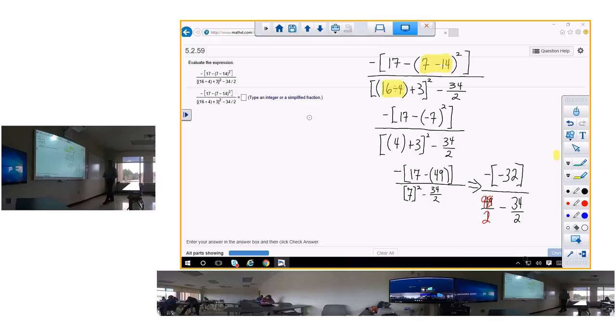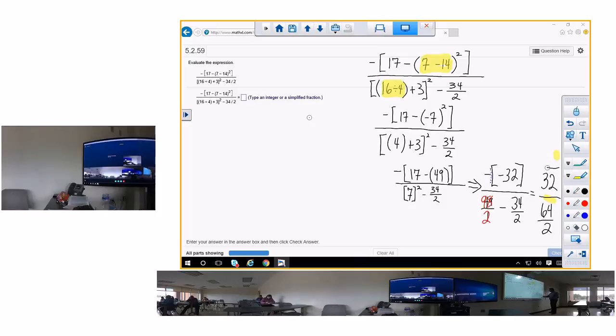Now let's do the top. What's outside this negative? I'm going to put a blue. What is that? That's a negative what? 1. A negative 1. So multiply. What's negative 1 times negative 32? Positive 32. Thank you for the interaction. And what is 98 minus 34? 64? 64 over 2. Now, I'm going to put this in a box.